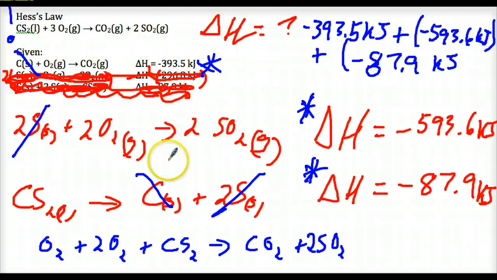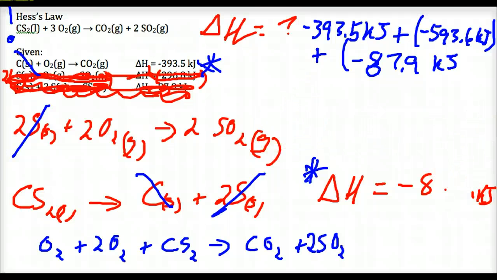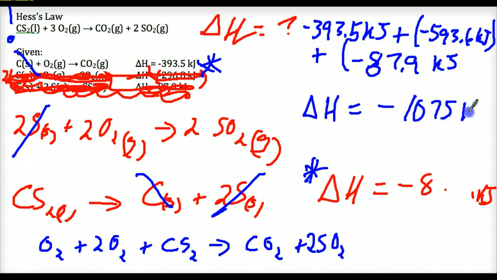All right. So the delta H of the overall is the combination of our 3 steps. And when you do the math to that, okay, I have to gain some room, you're going to get a final answer of delta H being equal to a negative 1,075 kilojoules.